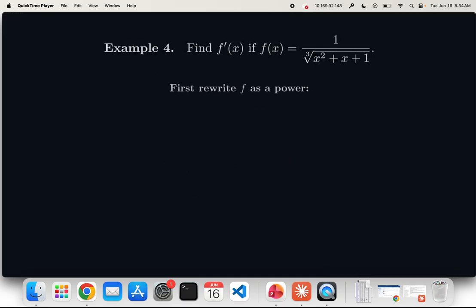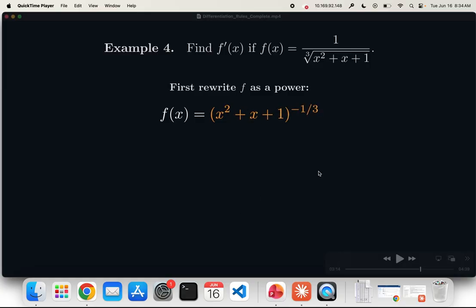Here's another one. Notice this looks like a quotient rule, but if the top is a constant, and the bottom is a root or a power, then you can rewrite this as a power, and it's much easier to apply the power rule than the quotient rule. If the top is a function, then this is definitely a quotient rule. But the quotient rule is the most complicated, so whenever you can avoid it, you want to avoid it.